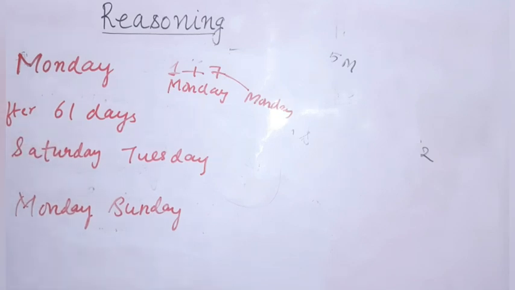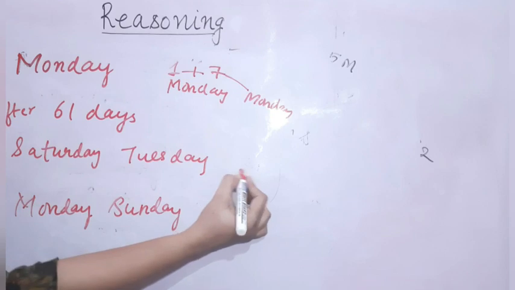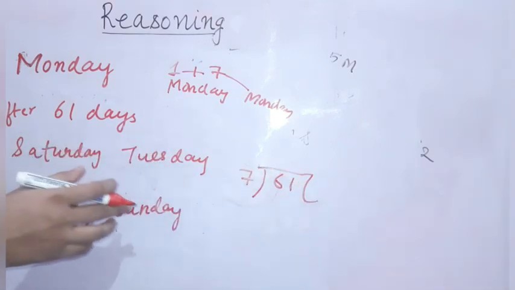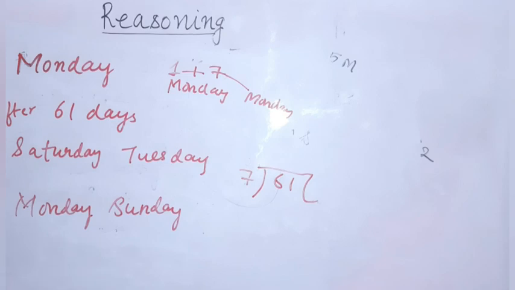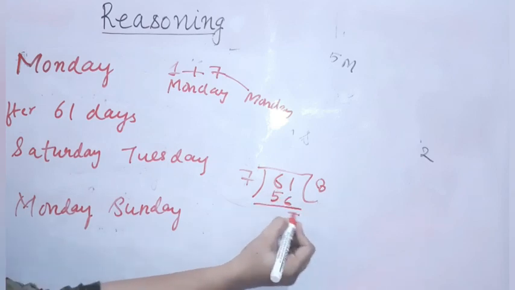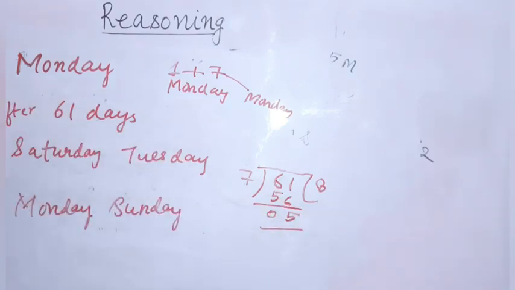how will we solve this question? Just divide 61 by 7. You all know that 7 sevens are 49, 7 eights are 56. What is the remainder? The remainder is 5.